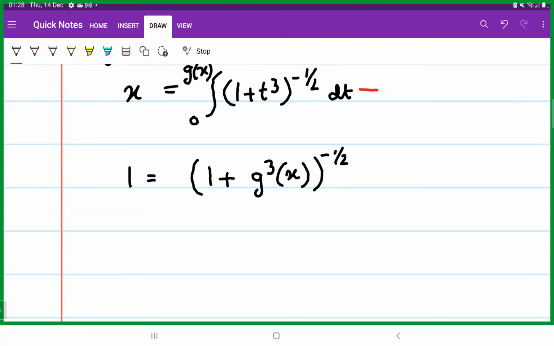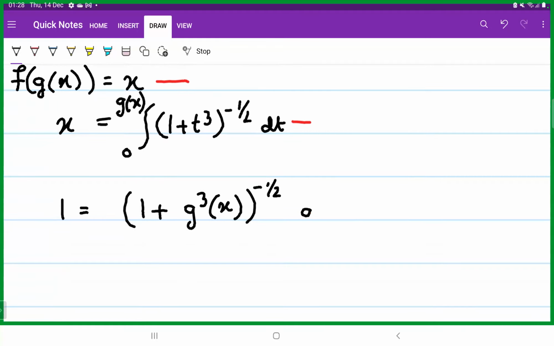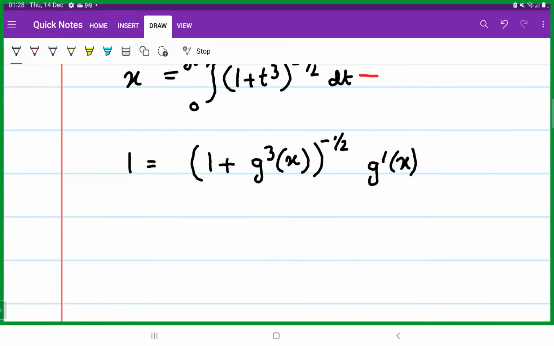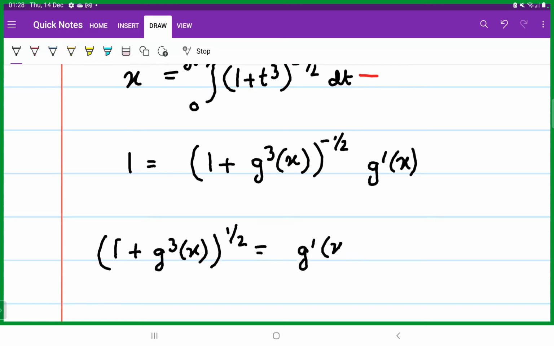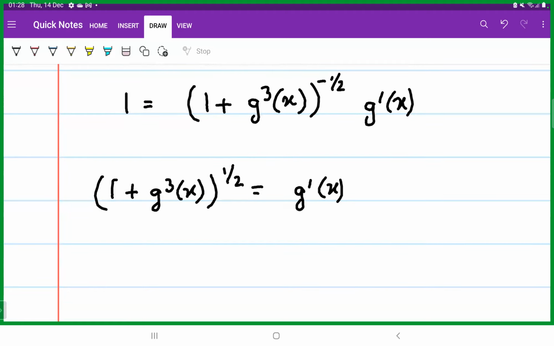Okay, so yeah, I missed out g dash x. Yeah, this is basically the Newton-Leibnitz theorem. So we can write this as 1 by g cube x to the power half is equal to g prime x. And now squaring both sides, we are getting 1 plus g cube x is equal to g prime x whole square. Now we have to find the double derivative of g(x), right?